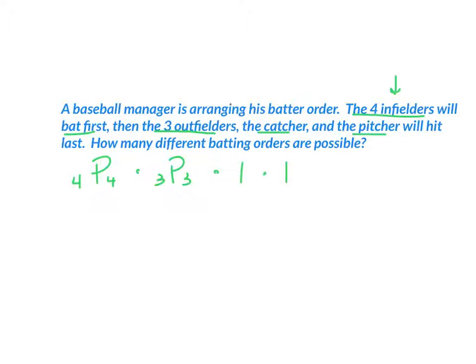only 1 person. So really, I can do this problem just doing those first 2 things, the 4P4 times the 3P3. I think we worked out 4P4 a minute ago, and it was 24. 3P4 was 6, so times 1 times 1. So whatever 24 times 6 is, which is 144. Even with those restrictions on his batting order, there's still 144 different ways he can arrange his order, which is kind of crazy.